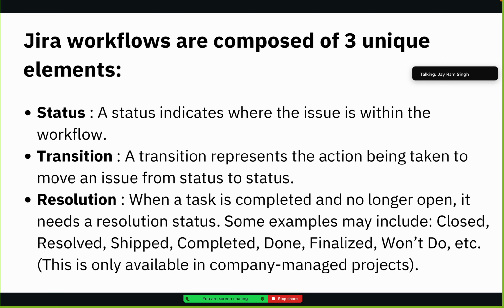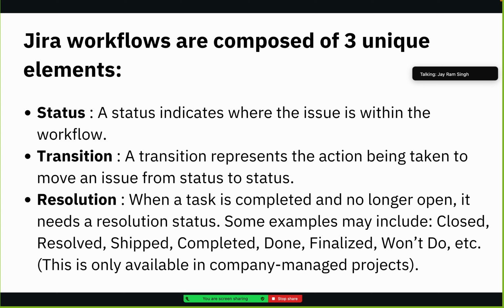So a JIRA workflow is composed of three unique elements: status, transition, and resolution. Status means where the issue is. Either it will be in To Do, or In Progress, or Done, right? And transition means changing from one status to another status. I am changing the status of that particular issue.